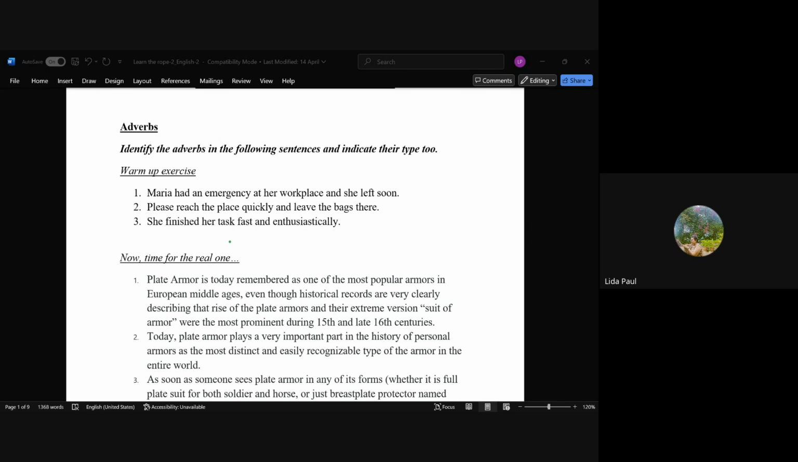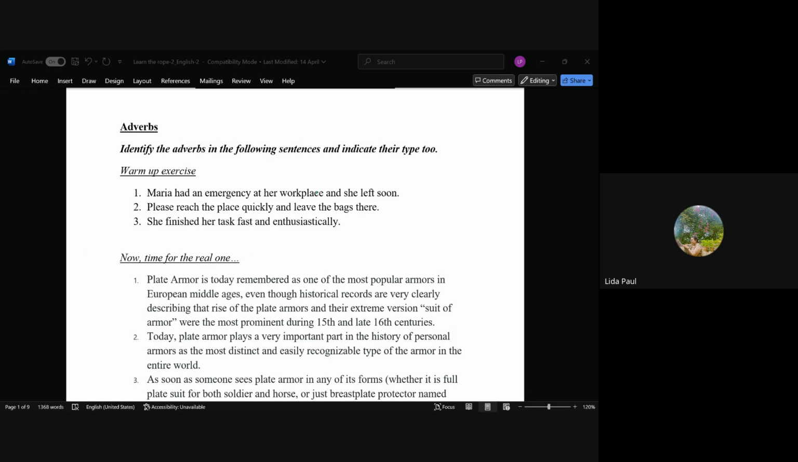There is also used as a pronoun, but in this case, this is not a pronoun. There are 5 bags in the rack, right? So this is a pronoun. But leave the bags there. So it answers the question where, right? So it's an adverb of place. So quickly and there both are adverbs in the second sentence. Then third one, she finished her task fast and enthusiastically. So enthusiastically definitely is an adverb, right? No prize for guessing that.